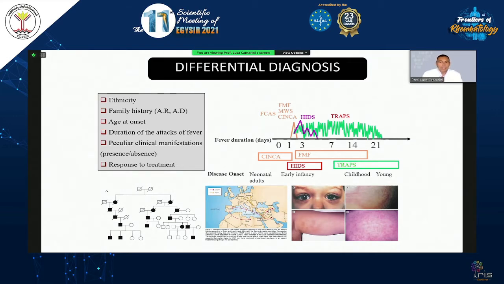Hereditary periodic fever syndromes may usually overlap, but there are many aspects that can help us to establish a differential diagnosis. For example, the ethnicity of the patients, the family history may suggest an autosomal recessive or dominant transmission, but also the age at the disease onset, because some of these diseases may onset only during childhood. For example, hyper-IgD syndrome, and other disorders may onset also during adulthood, as in the case of familial Mediterranean fever and TRAPS syndrome, but also the duration of fever attacks and the presence or the absence of peculiar clinical manifestations. Finally, also the response to specific treatments may help us to establish a proper differential diagnosis.